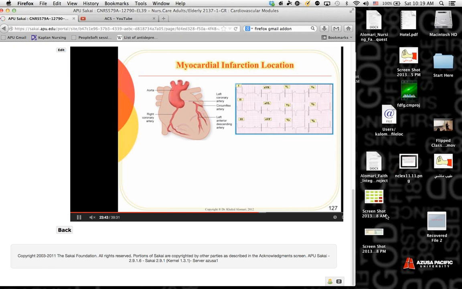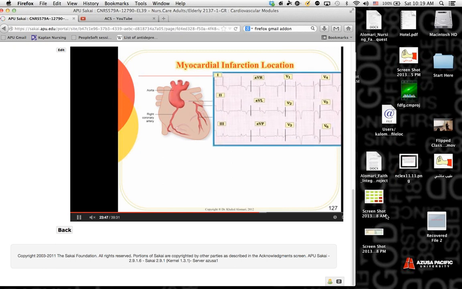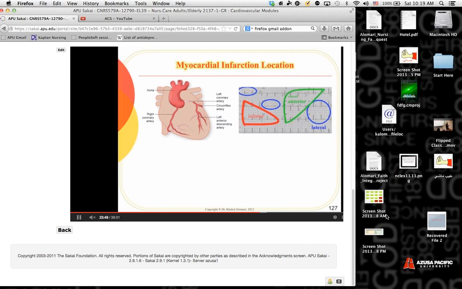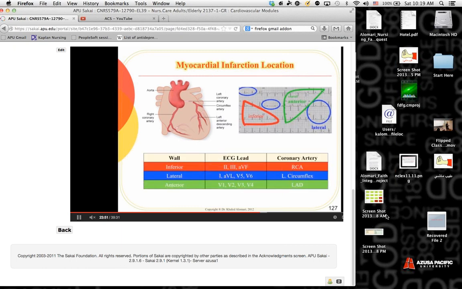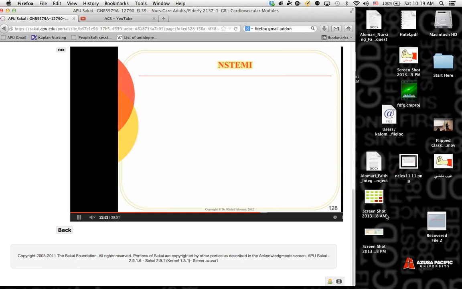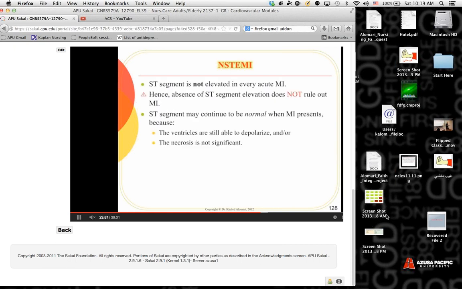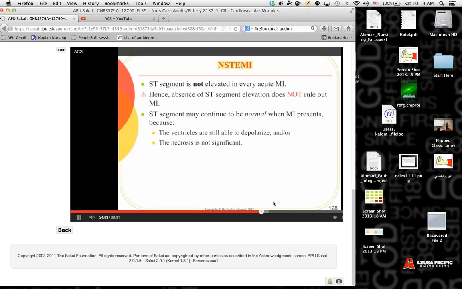ST elevation is more serious than T wave inversion, but it's less serious than Q wave enlargement or a deep Q wave. So the least serious is T wave inversion. ST elevation is more serious, and the most serious is the Q wave problem. Okay.